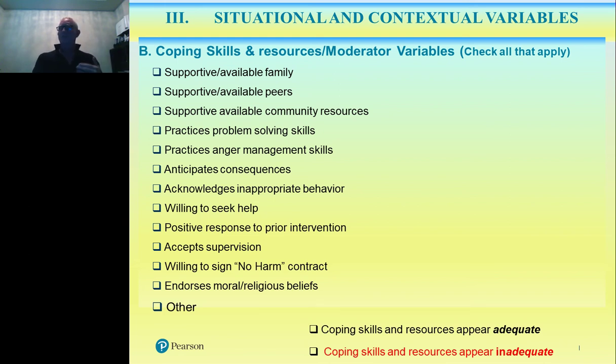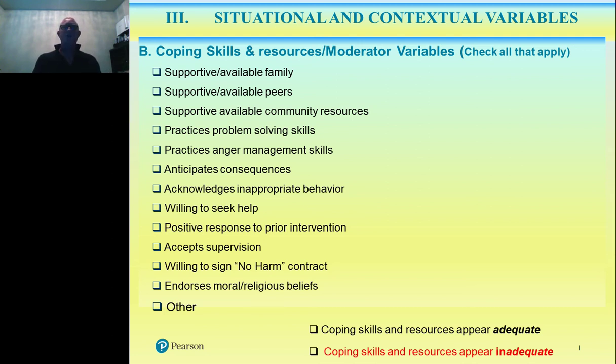Their attitudes about things can really moderate what happens. Do their peers support them? Do they have available community supports through community clubs or sports activities or church or whatnot? Okay. Are they able to engage in problem solving skills? Do they have the capacity to step back enough and be mindful enough and then implement really structured problem solving skills?